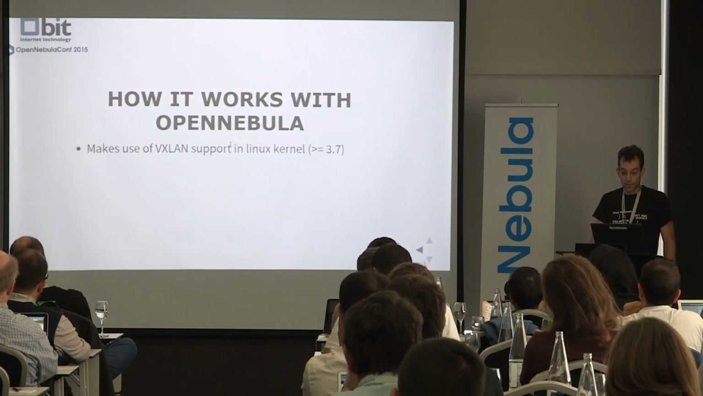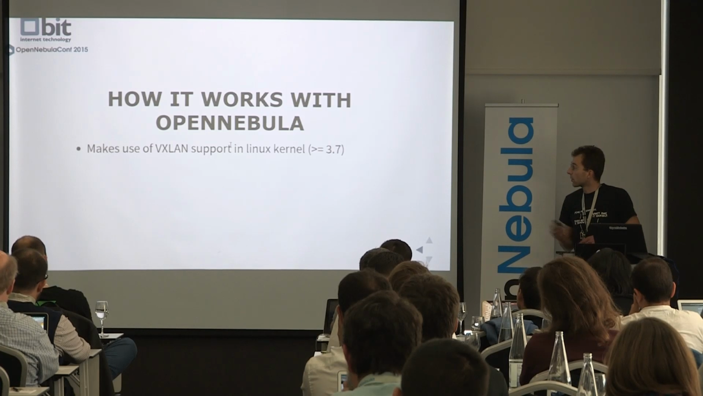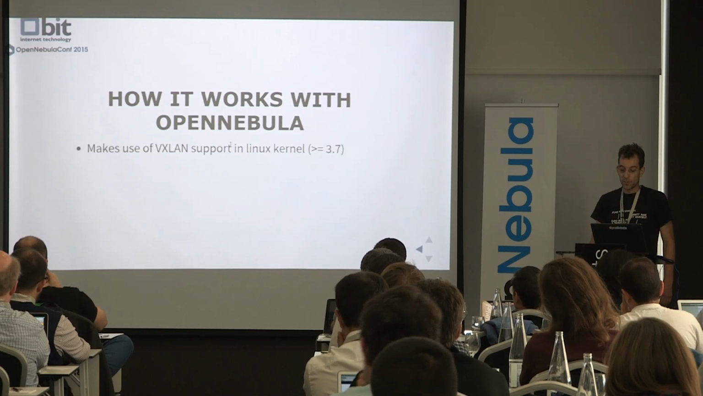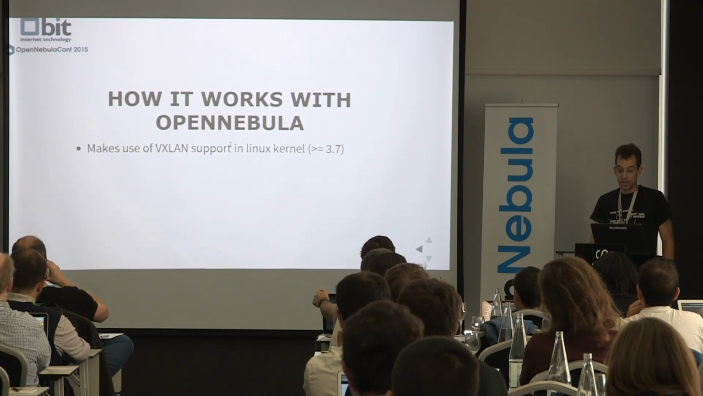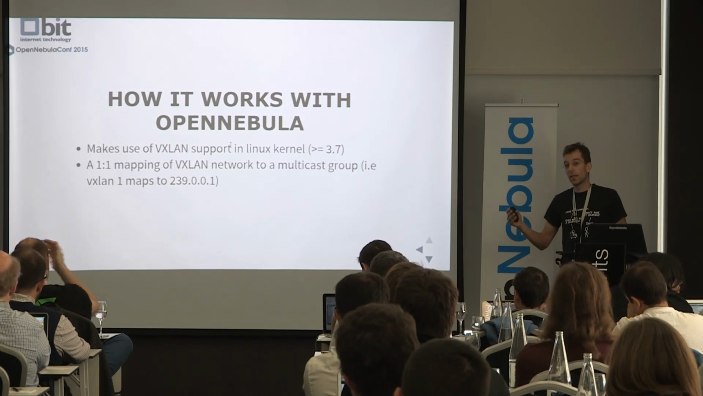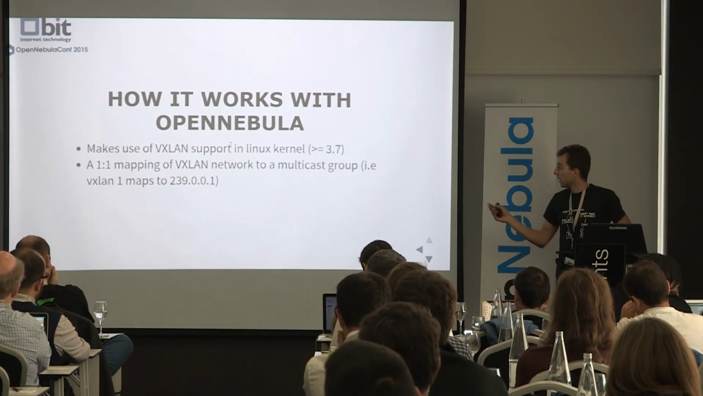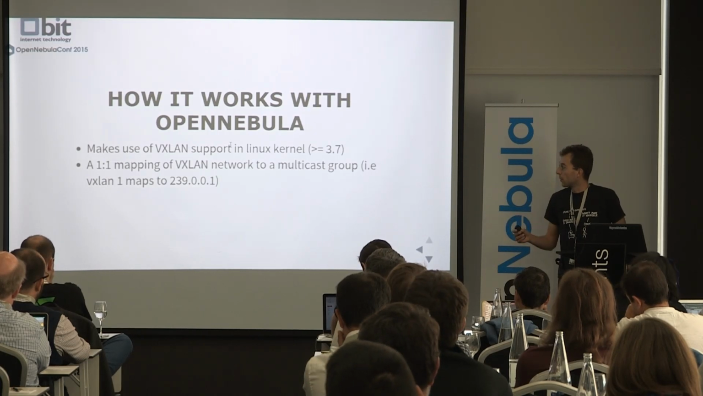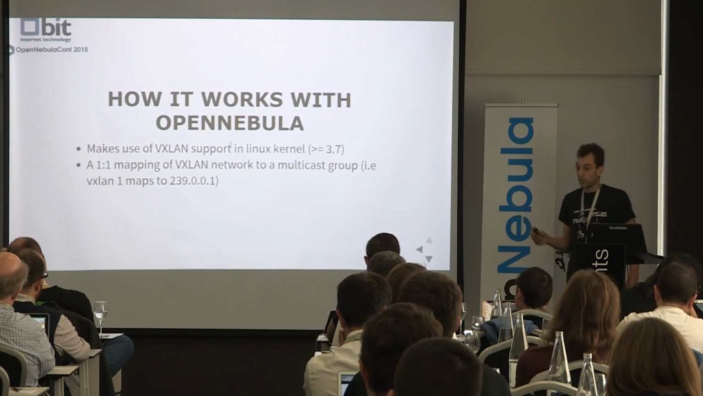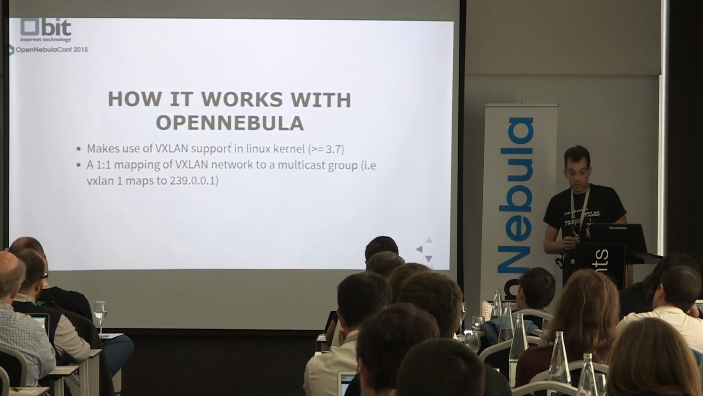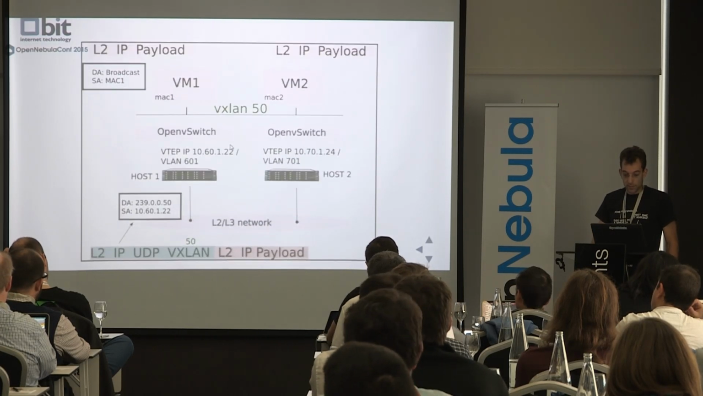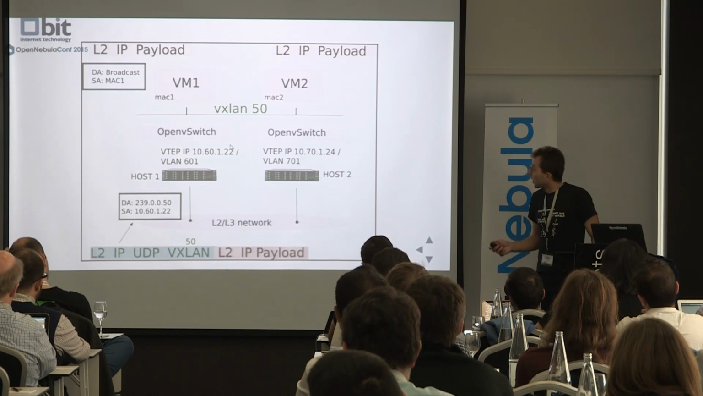So how it works with OpenNebula: it makes use of the Linux kernel support for VXLAN, which is in the Linux kernel from 3.7 on. It makes use of a one-to-one mapping of the VXLAN ID, which is like a VLAN ID, and it will map it to a multicast group. So VXLAN 1 would map, if you have a privately administered multicast range, to this address. So here's an overview of how it works.